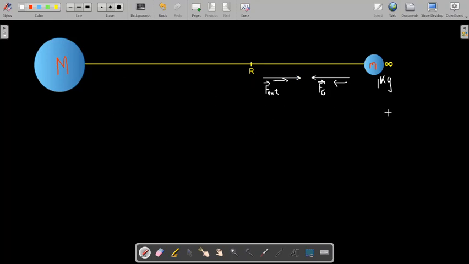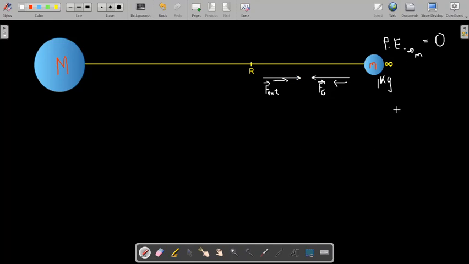For our convenience, to get all the calculations working, we take infinity as the zero of our potential energy. So that means the potential energy of any object, suppose in this case we take the mass m separated by a distance of infinity from this capital M. This is a bigger mass, of course, and the potential energy at infinite distance of m equals 0.